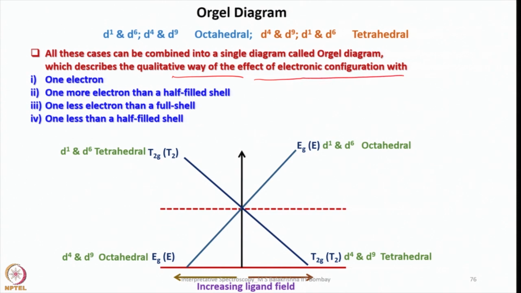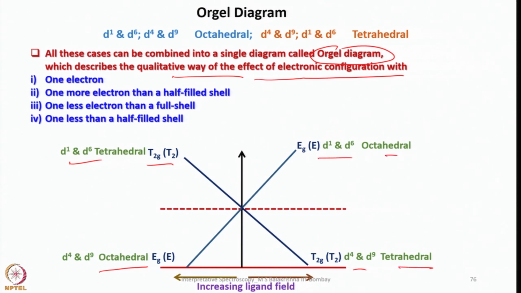That means all these electronic configurations of both octahedral and tetrahedral complexes can be combined into a single diagram. We call it the Orgel diagram, which describes in a qualitative way the effect of electronic configuration with one electron, with one more electron than half filled, with one less electron than a full shell, and one less than a half filled shell. So that would cover all the electronic configurations I have shown here: d1, d6, d4, d9. A typical Orgel diagram for all these systems together is represented here, with d4 and d9 octahedral here, d1 and d6 tetrahedral here, d4 and d9 tetrahedral here, and d1 and d6 octahedral here.